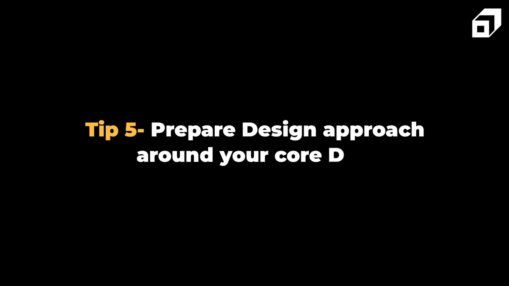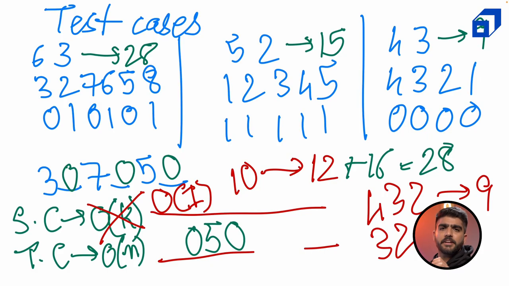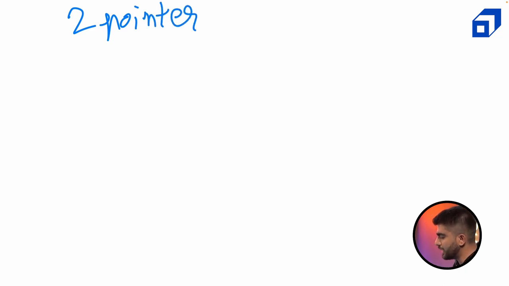Tip 5. Once you have decided your core data structure and algorithm, organize your thoughts around it, marinate them if required, and prepare a proper design approach for the solution. Now, what we decided was a two-pointer solution. That is going to be our core algorithm. We are not using any data structure. We are just using two integers, i and j, to be the two pointers. So we don't need to actually worry about the data structure.